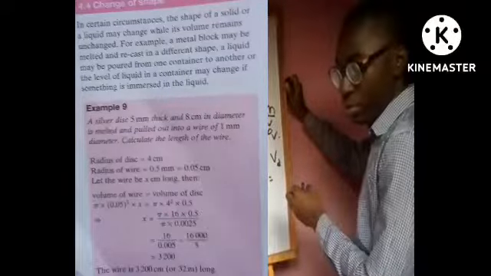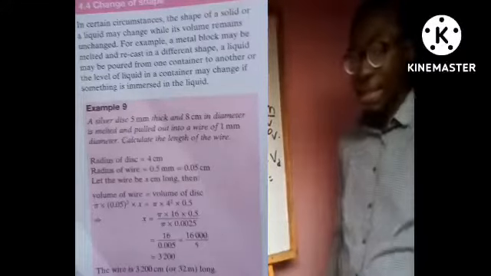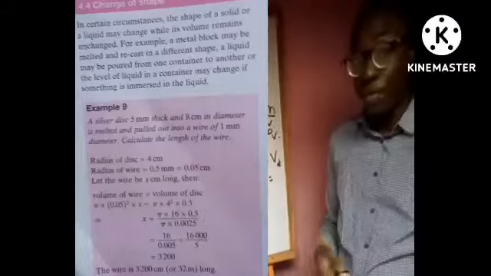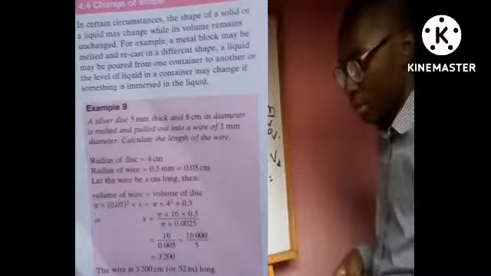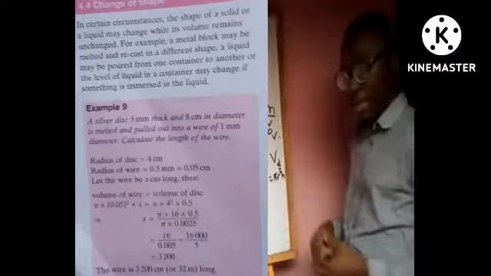The disc is in the form of a circle, so the volume of the disc will be the area of the base times the height. The volume of the disc is also like a cylinder, too. That will be pi r square h.